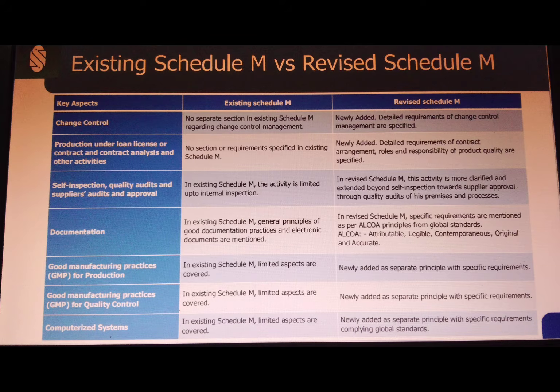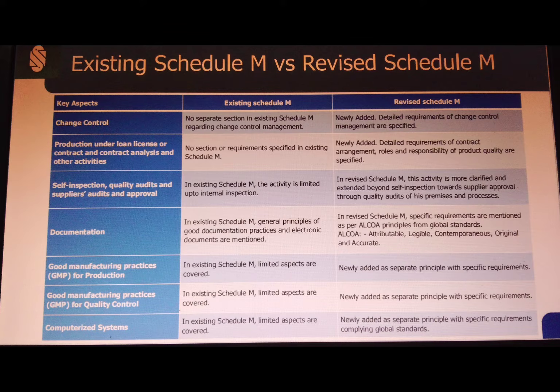Production under loan license or contract and contract analysis and other activities. No section or requirement specified in existing Schedule M. In the revised Schedule M, newly added detailed requirement of contract arrangement, roles and responsibility of product are specified.